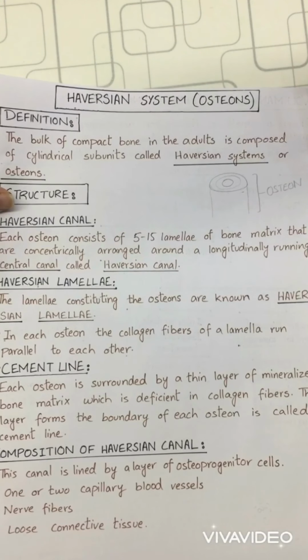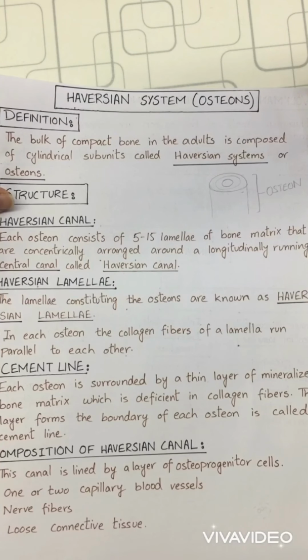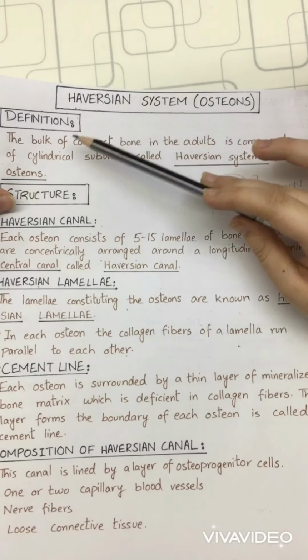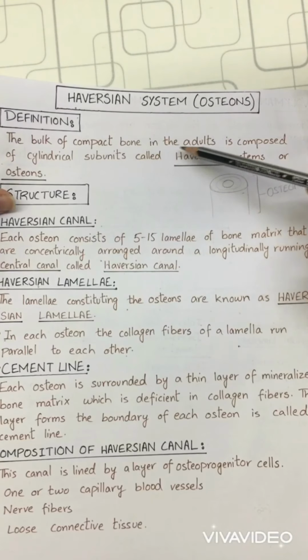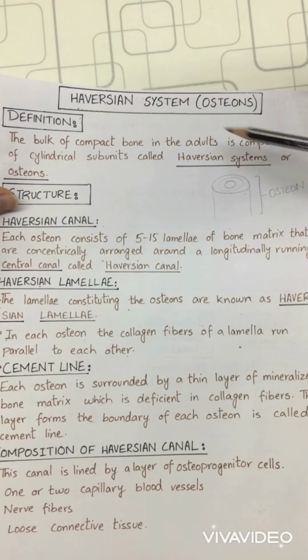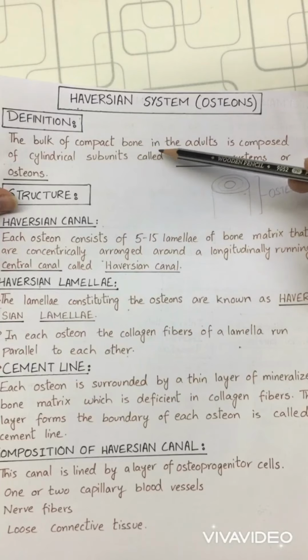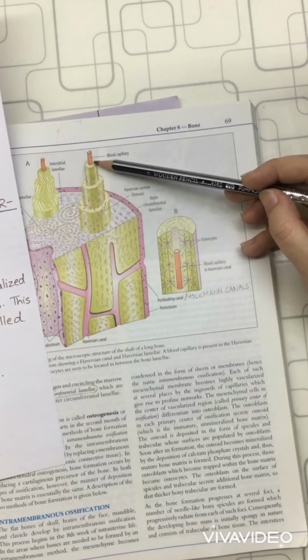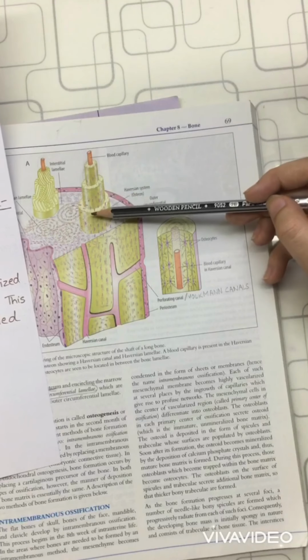As I have already explained the details of the Haversian system or osteon with the help of a diagram, now let's take a brief look at the Haversian system topic. Haversian system, osteon. Definition: the bulk of compact bone in adults is composed of cylindrical subunits called Haversian systems or osteons. This is the cylindrical subunit of the compact bone.